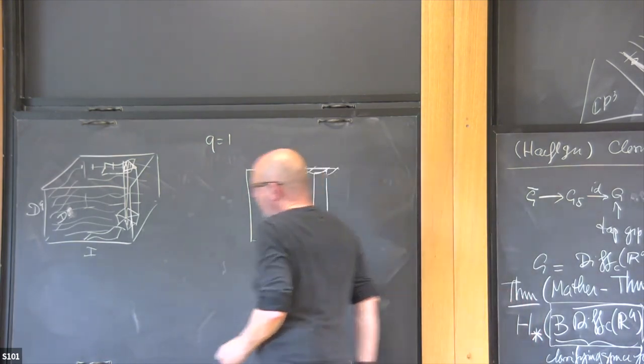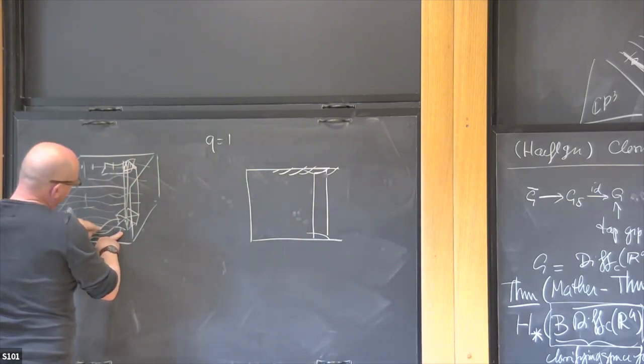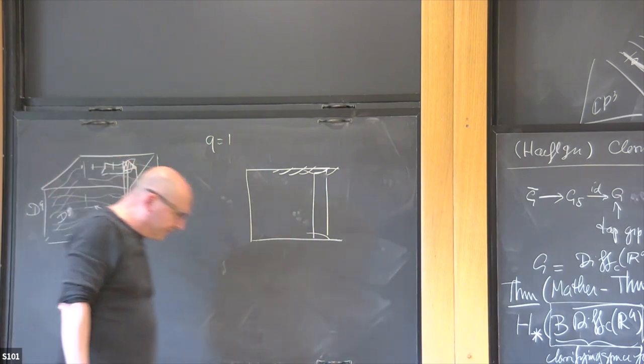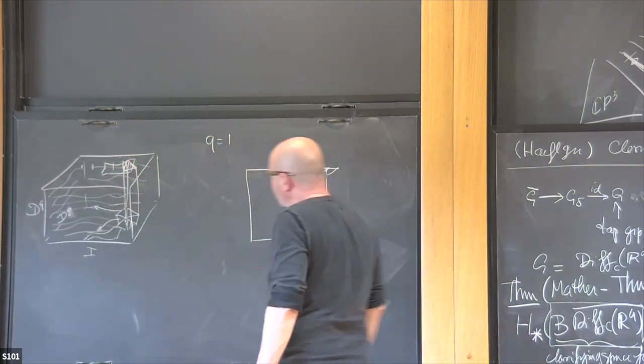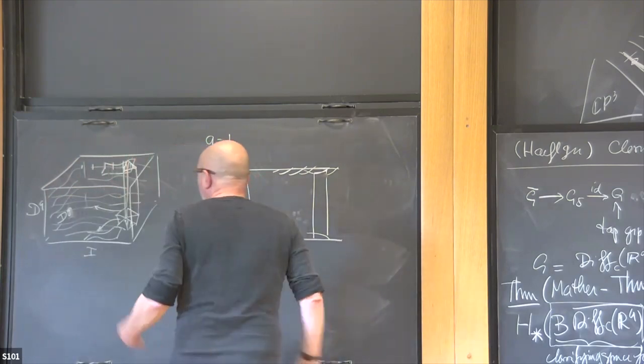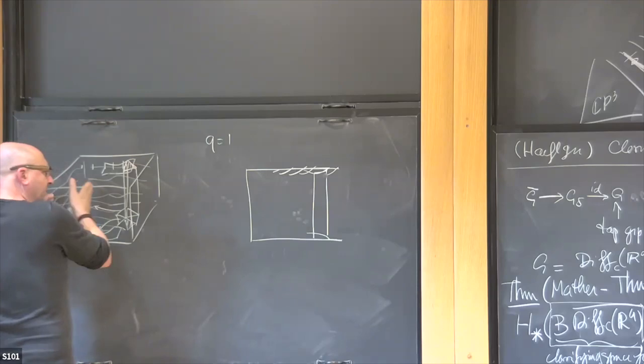And provided that my triangulation collapses to the back, which is easy, it's easy to take such a triangulation, I will foliate one after the other the prisms.